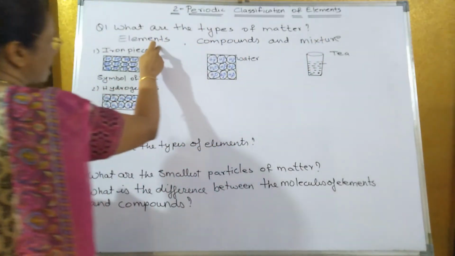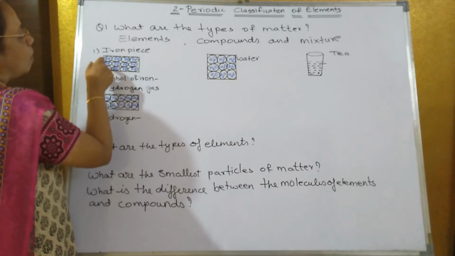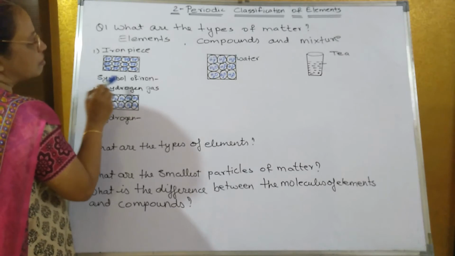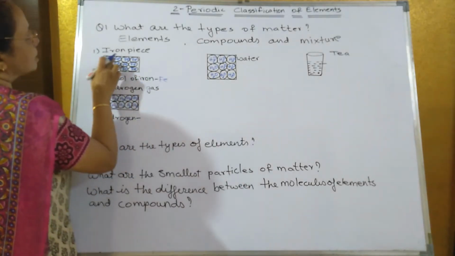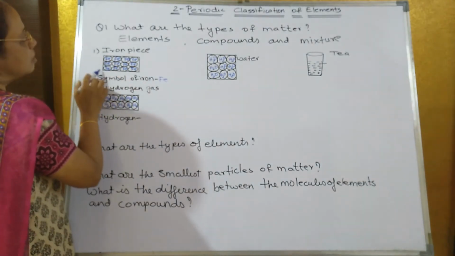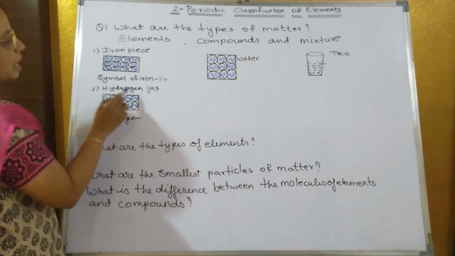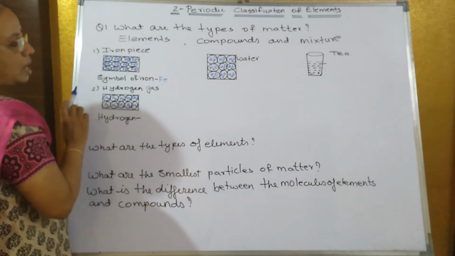Now what is an element? Suppose I take an iron piece. Then all the atoms of the iron piece are made up of the same thing. The symbol of iron is Fe. So all the atoms of the iron piece are made up of Fe, Fe, Fe. If you take hydrogen gas, then all the atoms are made up of H2, H2, H2 and so on.